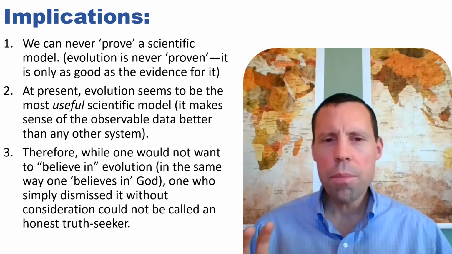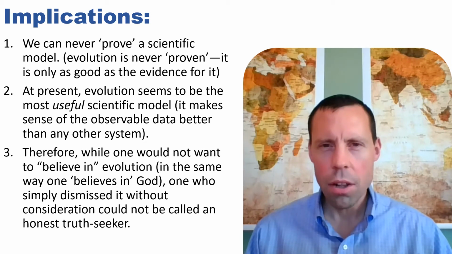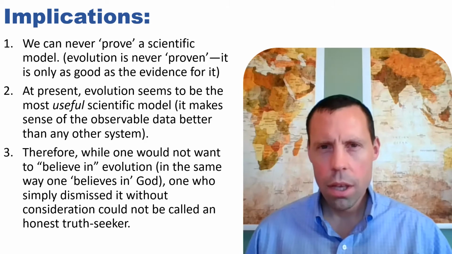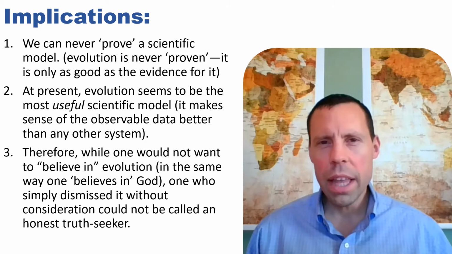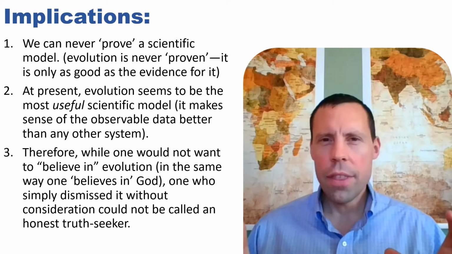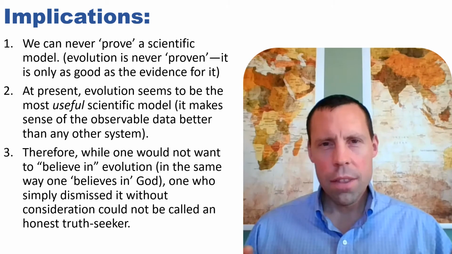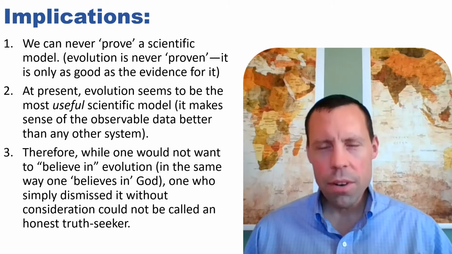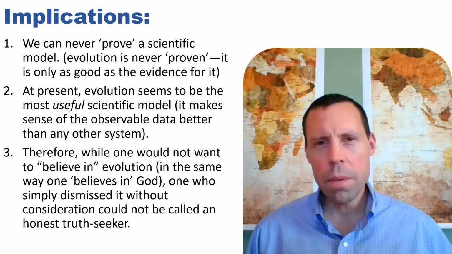So second then, at present, evolution seems to be the most useful scientific model in a number of ways. It shows the gradual development of life from less complex to more complex. That is a very useful model of the development of life. The Human Genome Project has been very successful in showing genetic codes and genetic development and tracing that all the way back.